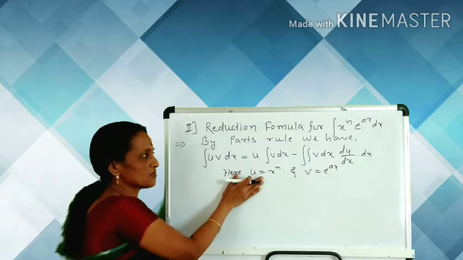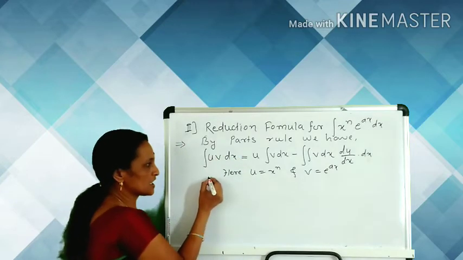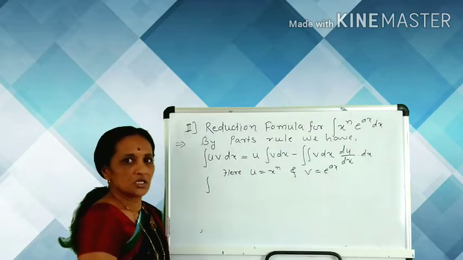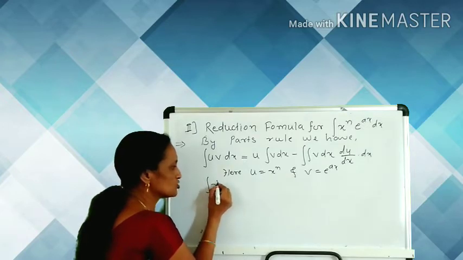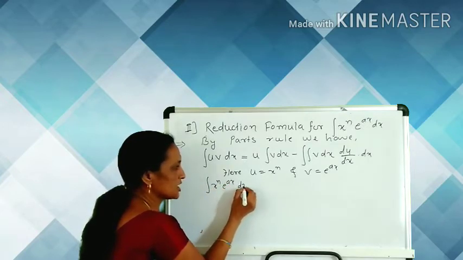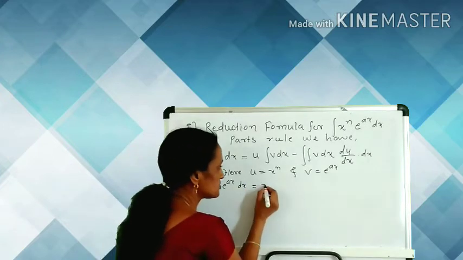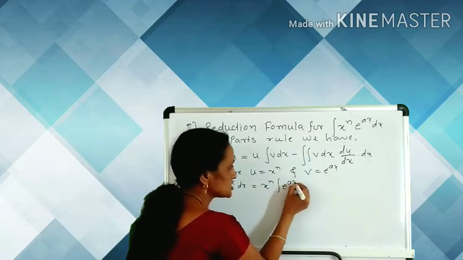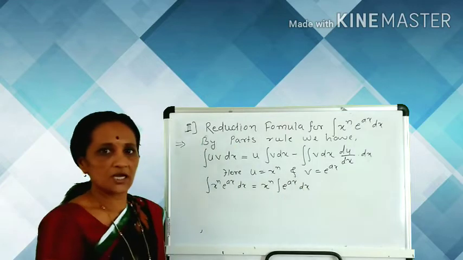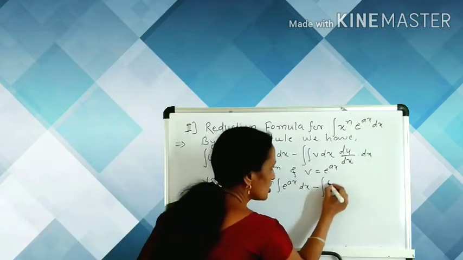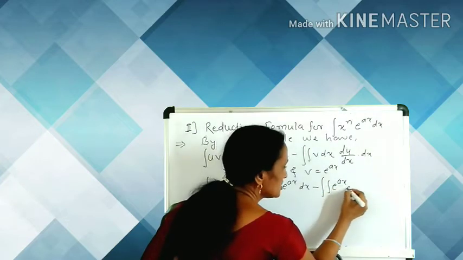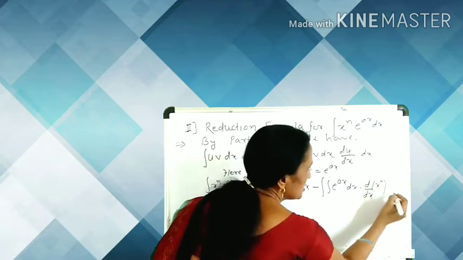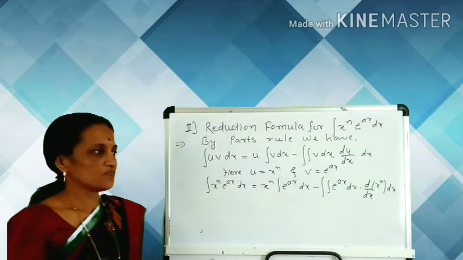We simply put those values in the parts rule, and then we write the integration by parts rule for the functions x raised to the n, e raised to the ax, as x raised to n, e raised to the ax multiplied by dx is equal to, your first function is the same, means x raised to the n is the same, integration of second function is the e raised to the ax multiplied by dx, minus integration of the second function, and here the derivative of the first function, and the first function is x raised to the n, multiplied by dx.